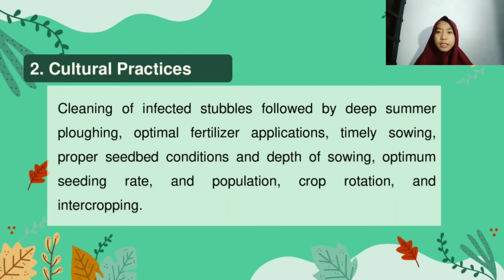Number 2. Cultural practice. Cleaning of infected stubble followed by deep summer ploughing, optimal fertilizer application, timely sowing, proper seedbed condition and depth of sowing, optimum seeding rate and population, crop rotation and intercropping.